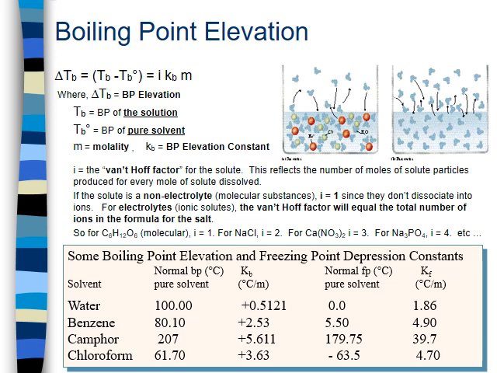So for sodium phosphate, the van't Hoff factor is equal to 4. So the value of the van't Hoff factor, as you see, depends on the solutes. For non-electrolytes, covalent molecular compounds, i is always equal to 1. For electrolytes, you look at the number of ions in the formula of the salt.